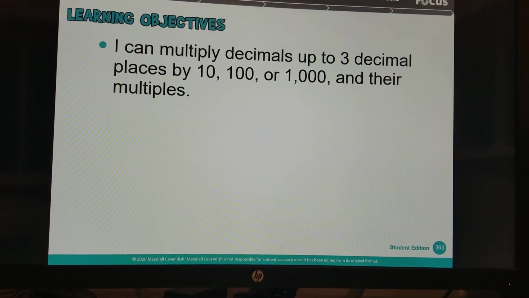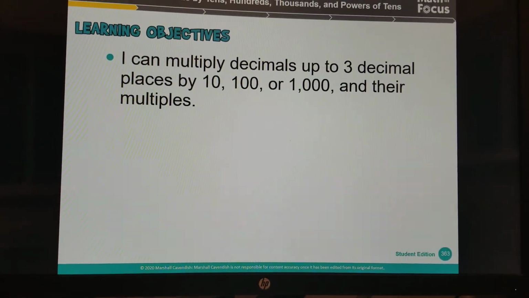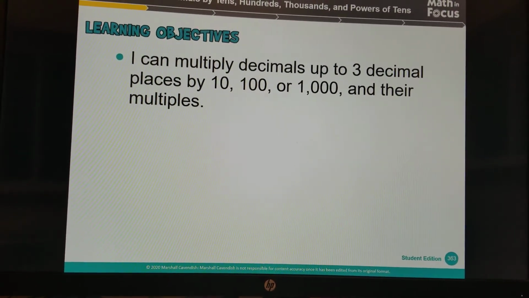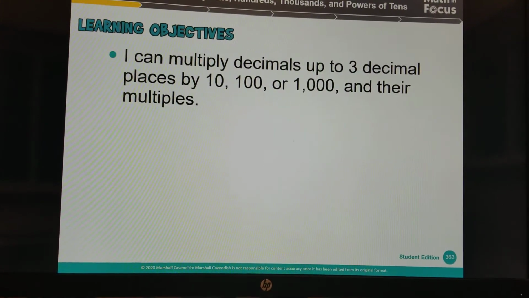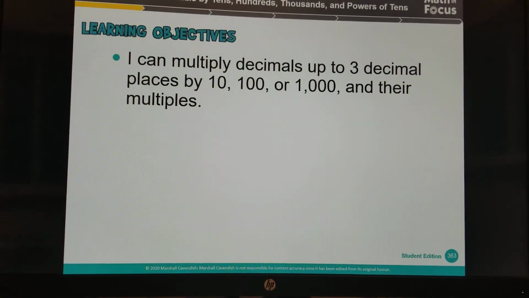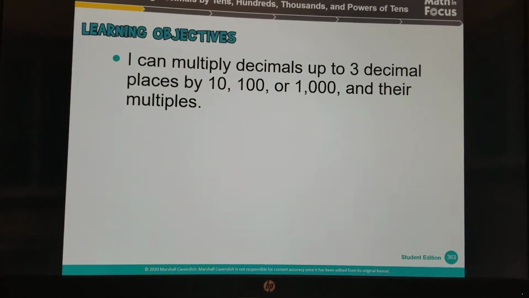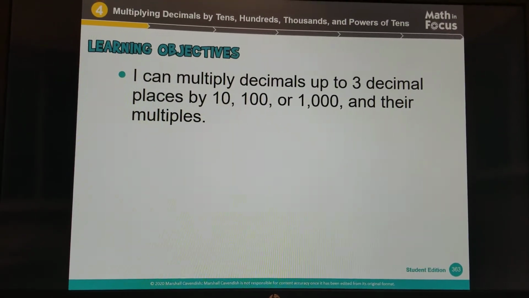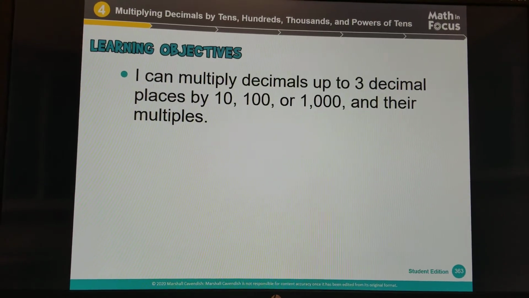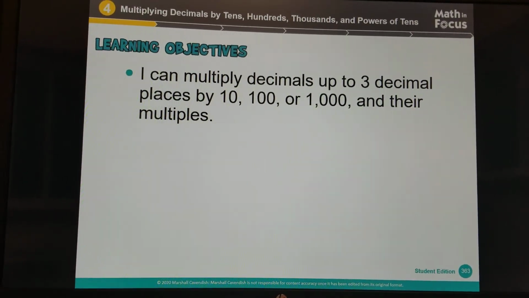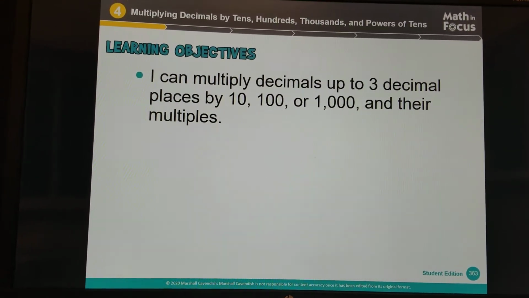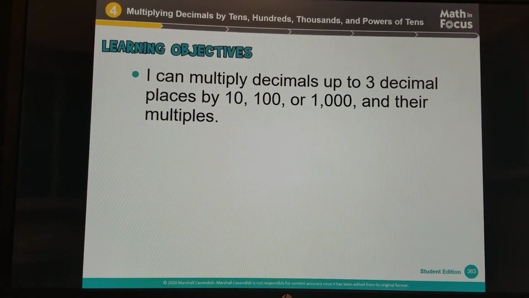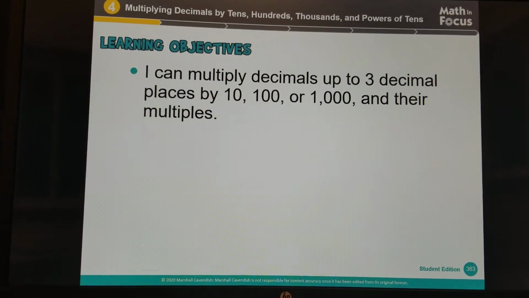I can multiply decimals up to 3 decimal places by 10, by 100, and 1,000, and their multiples. So that means I could multiply decimals by 10, or by 20, 30, 40, 50. I can multiply by 100 or 200, 300, 400, 500, and so on, or 1,000 or 2,000, 3,000, 4,000 or more, right? So those are their multiples. Okay, so multiplying decimals by multiples of 10.